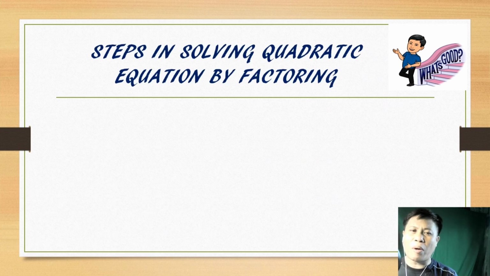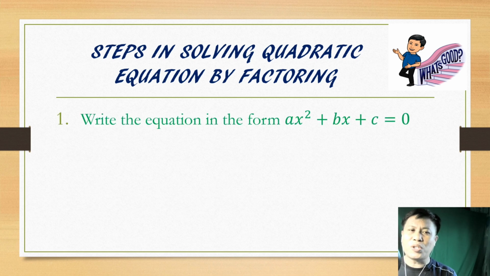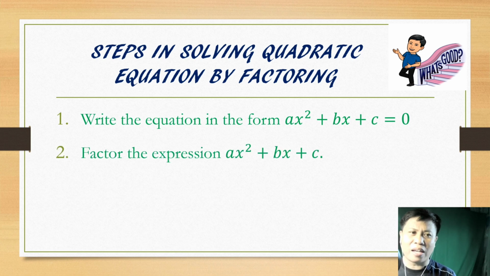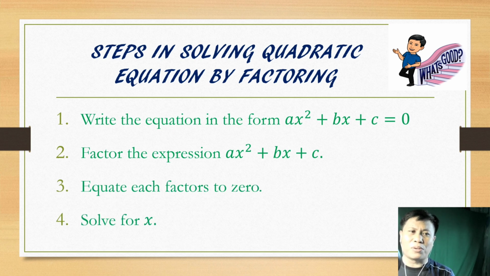In solving quadratic equations by factoring, there are steps to be considered. First is to write the given equation in standard form, or in the form of ax squared plus bx plus c equals 0. Second, we are going to factor the expression at the left side of the equation, the ax squared plus bx plus c. Then after we get the factors, we equate its factors to 0. Then solve for x. So these are the steps on how to solve quadratic equations by factoring.